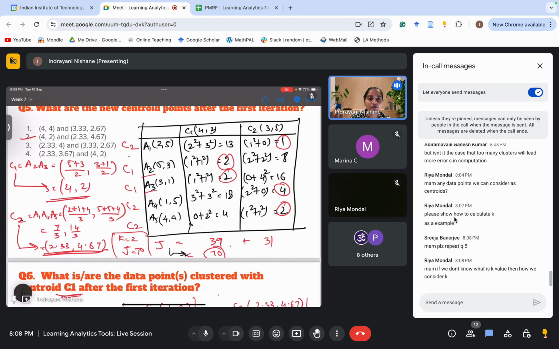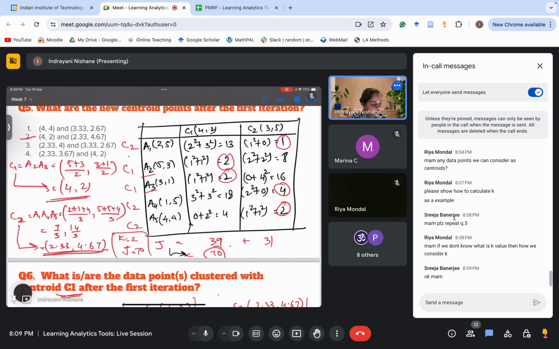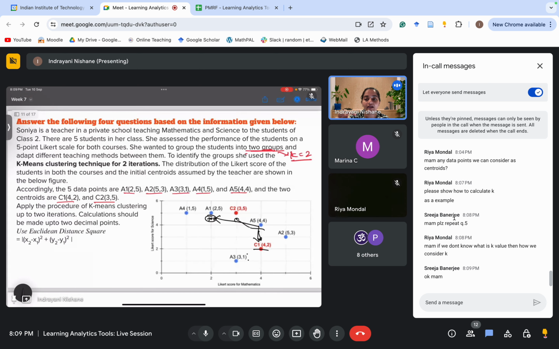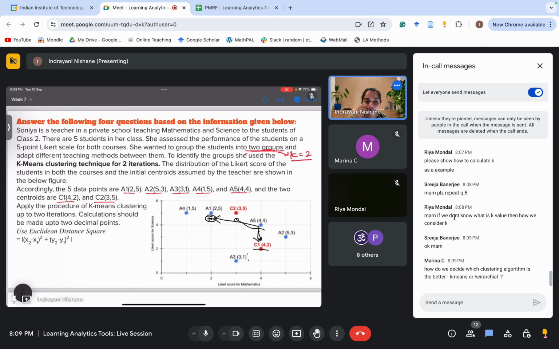So if you don't know the value of k, then you randomly consider 2 clusters or 3 clusters. That depends on your requirement. You remember this particular problem, where the teacher had to divide the students into 2 groups so that different teaching strategies could be deployed for the 2 groups. So here she decided that she wants to divide the students into 2 groups.